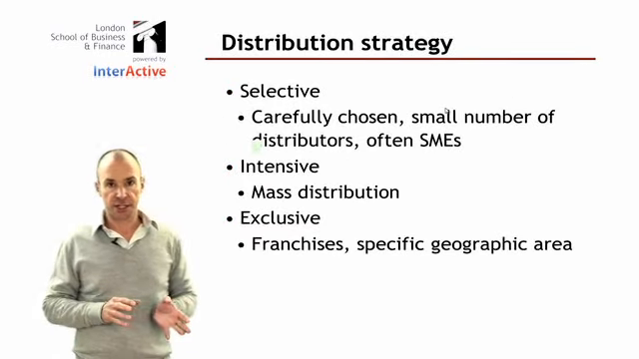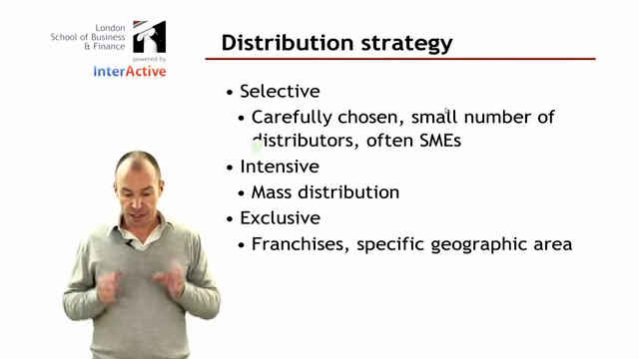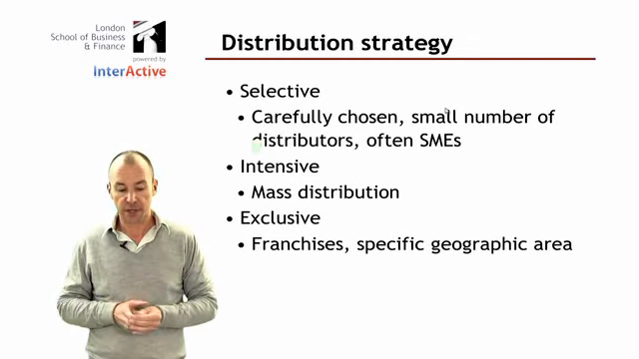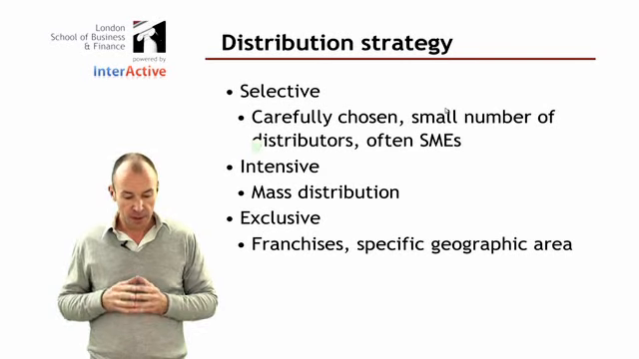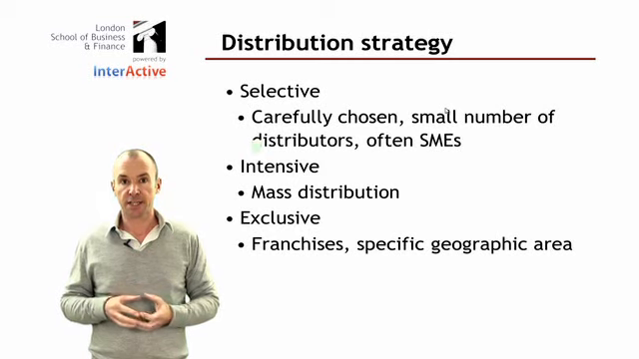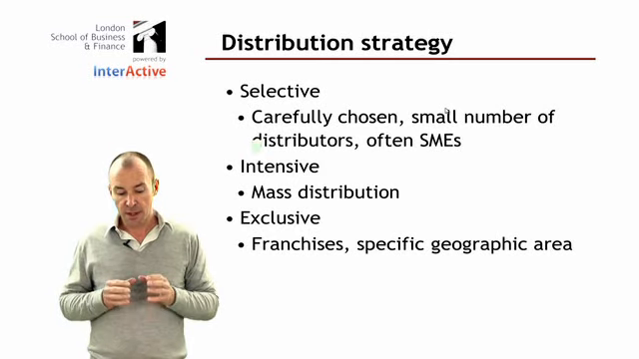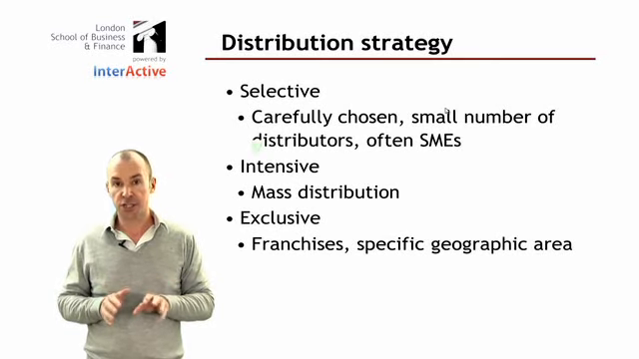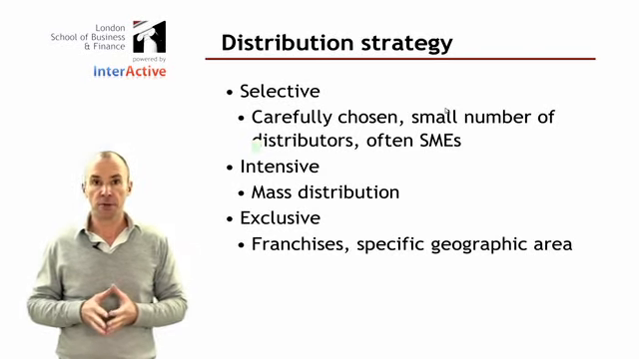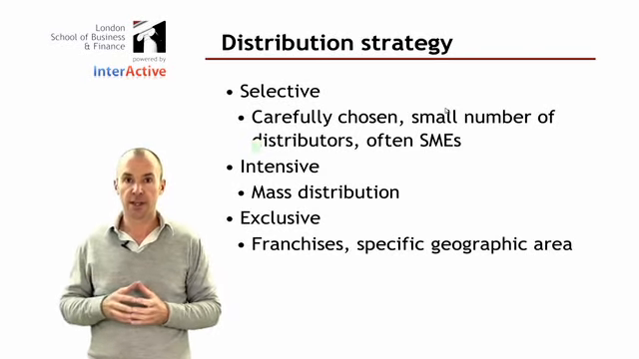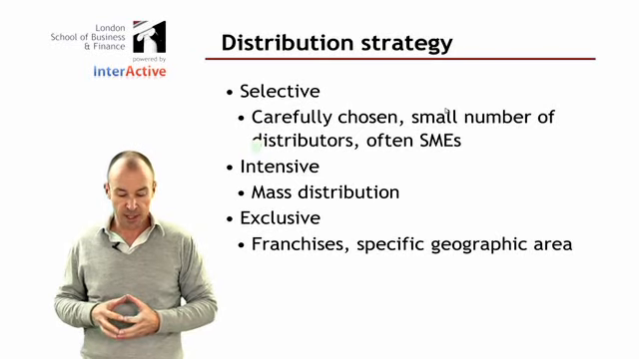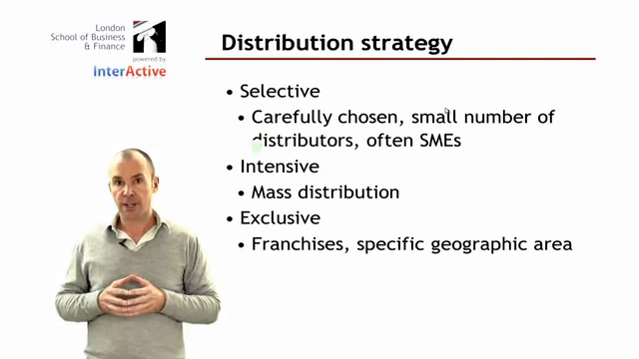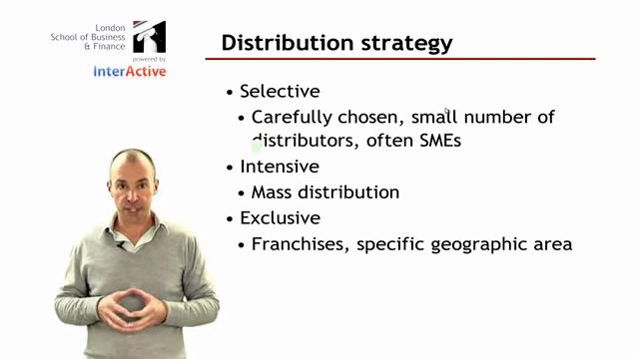Switching now to distribution strategy, something that traditionally is right at the forefront of what a marketeer does. There are three different ways that we can approach distribution strategy. The first method is what we call a selective distribution strategy. Here we go for carefully chosen specialist distributors. Usually there's a small number of these organizations. Very often they're small or medium-sized enterprises. These companies are very, very close to their customer needs. They're offering their customers a lot more than just a pure sales experience.